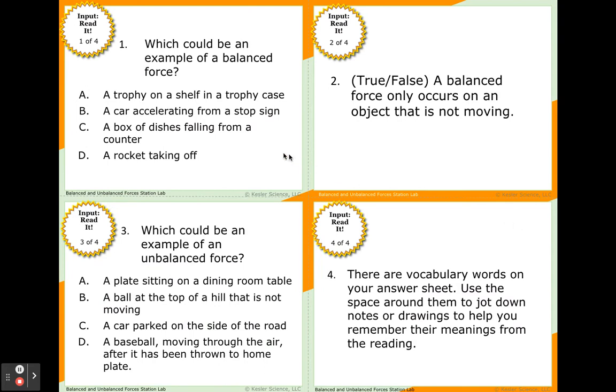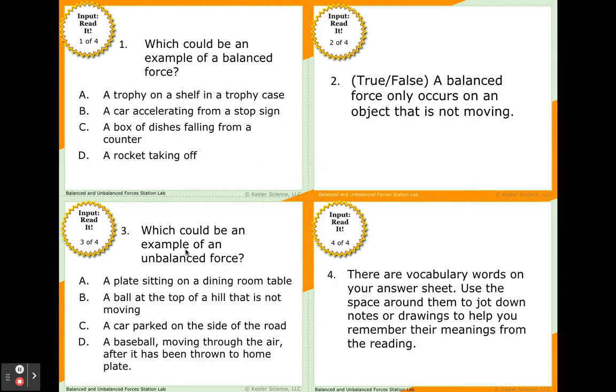Okay, so based on what I just read, you're going to answer these questions. Which could be an example of a balanced force? A, a trophy on a shelf in a trophy case. B, a car accelerating from a stop sign. C, a box of dishes falling from a counter. D, a rocket taking off. Take and circle your answer. True or false? A balanced force only occurs on an object that is not moving.